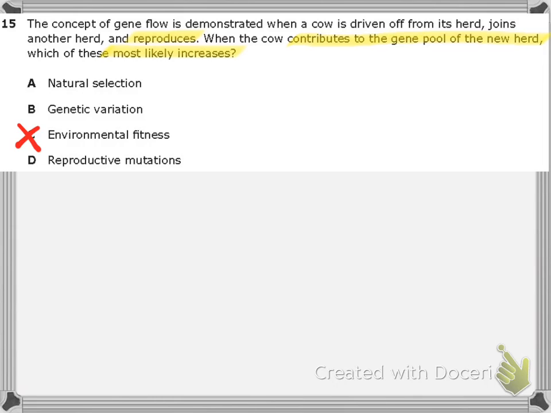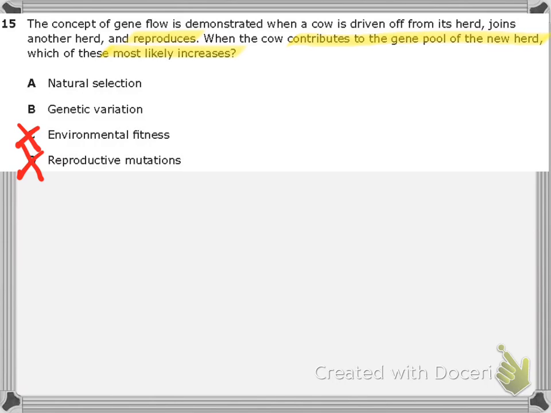Let's look at D, reproductive mutations. Those are certain changes in the DNA when it reproduces. If we look back at the question, it doesn't indicate anything about a reproductive mutation. It's saying just because it leaves one herd to go to another herd, which one of those will most likely increase? Why would leaving a herd increase mutations? That doesn't make sense. Mutations happen, sure, but leaving a herd is not going to increase mutations any more than staying in the herd that it's already in. So we can go ahead and eliminate D.